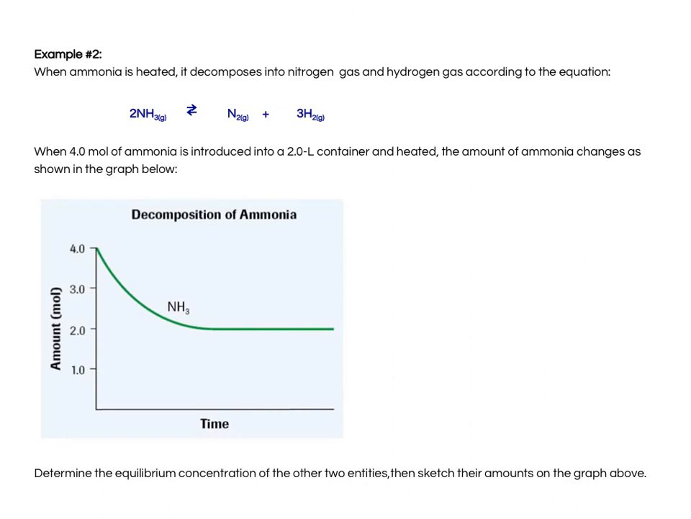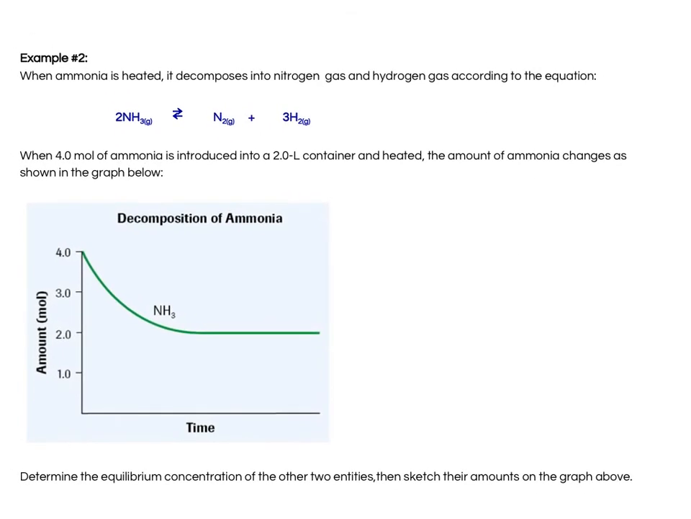All right, so let's look at a second example here. In this example, we're taking some ammonia and we're going to be heating it. And when we heat it, it produces these products, so we can see that it's an equilibrium system. They're telling us that when 4 moles of ammonia is introduced into a 2-liter container and heated, the amount of ammonia shown in the graph below results. So I'm going to take a look at this graph here, and I see that equilibrium is established around this point, and I trace that back, and I can pretty confidently say there are about 2 moles of ammonia present when the system reaches equilibrium.